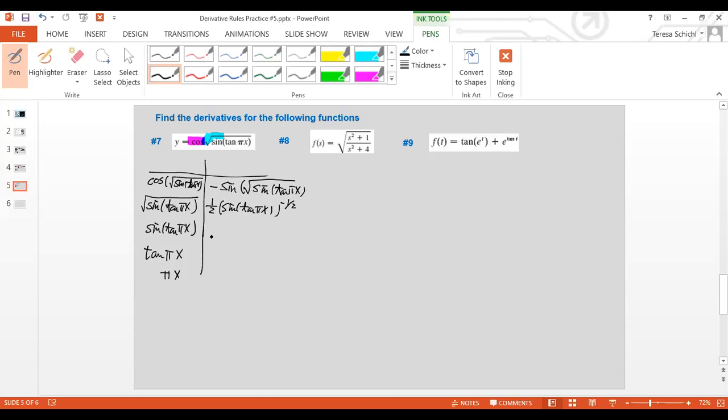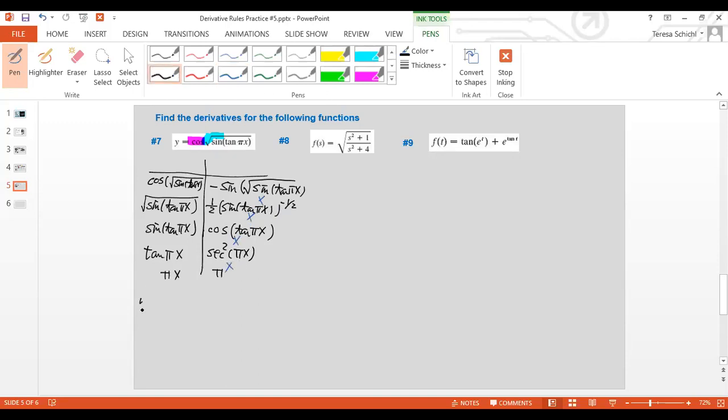Okay, now the other ones here, sine. What is the derivative of sine? It's cosine. Whatever you have inside here is tangent pi x. So what is the derivative of tangent pi x here? It's the secant squared pi x, right? And now what is the derivative of pi x here? It's pi. You take the derivative. Now you just multiply.